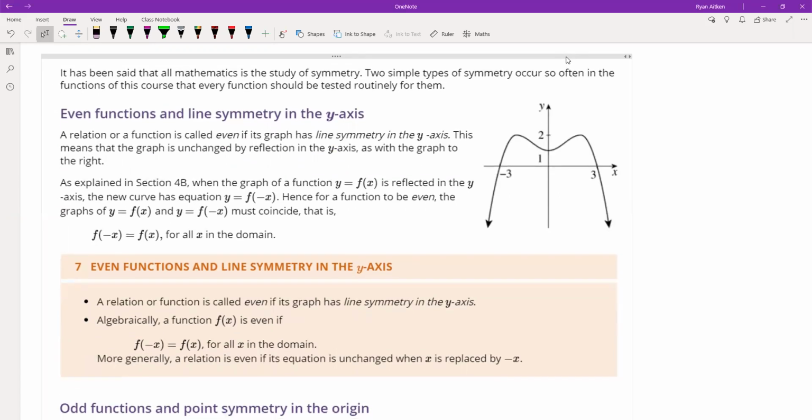Look at this. It has been said that all mathematics is the study of symmetry. Two simple types of symmetry often occur in functions. So of course, in functions of this course, every function should be tested routinely for them.